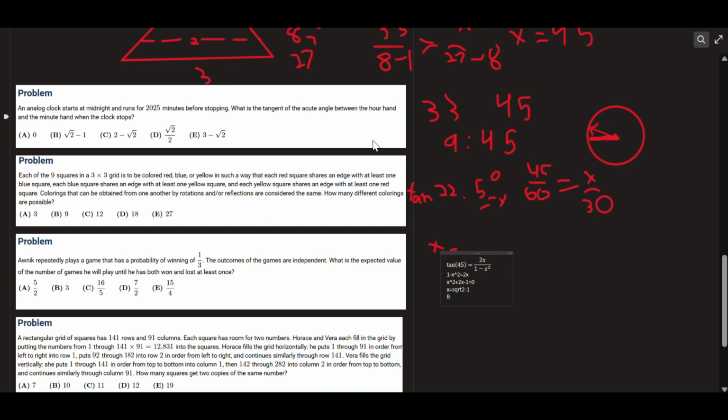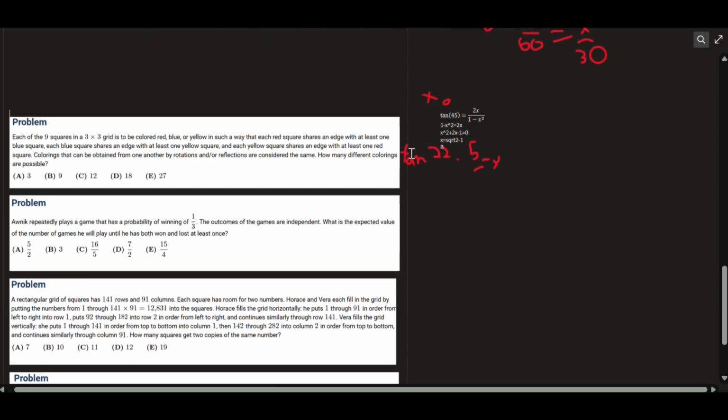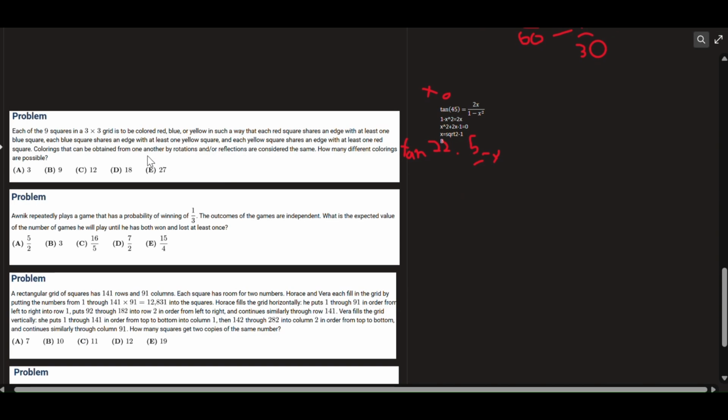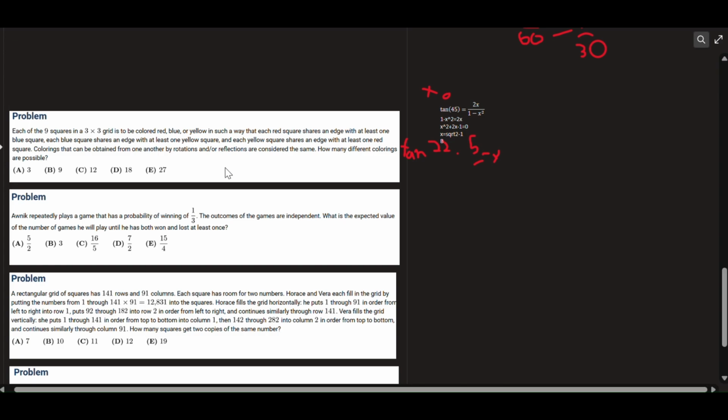So we can move on to the next question. Let me just add some more space. So moving on to the next question, we have each of the 9 squares in a 3x3 grid is to be colored red, blue, or yellow in such a way that each red square shares an edge with at least one blue square, each blue square shares an edge with at least one yellow square, and each yellow square shares an edge with at least one red square. Colorings that can be obtained from other rotations or reflections are considered the same.